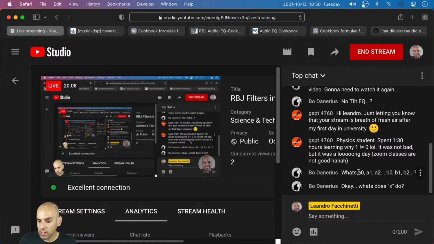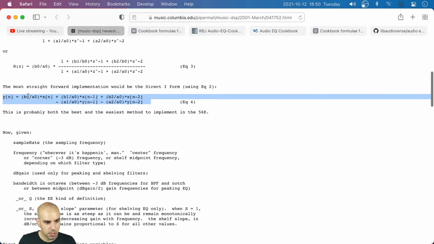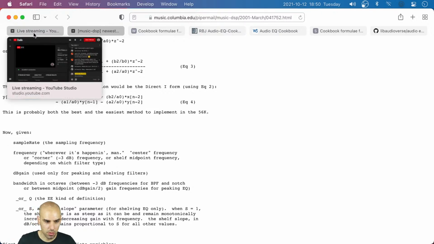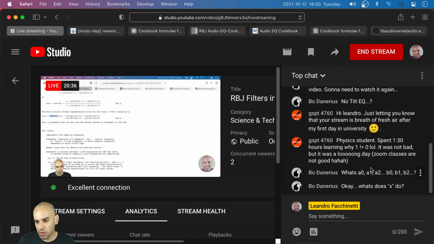Okay, so what's A0, A1, A2, B0, B1, B2? I hope that I have answered this already, but these are the coefficients. They are numbers that we're going to multiply the samples by as they come in, and also the previous results that we have accumulated. We multiply using these coefficients, and they are going to determine what the filter does. The coefficients are going to determine whether this is a low pass or a high pass filter, for instance.